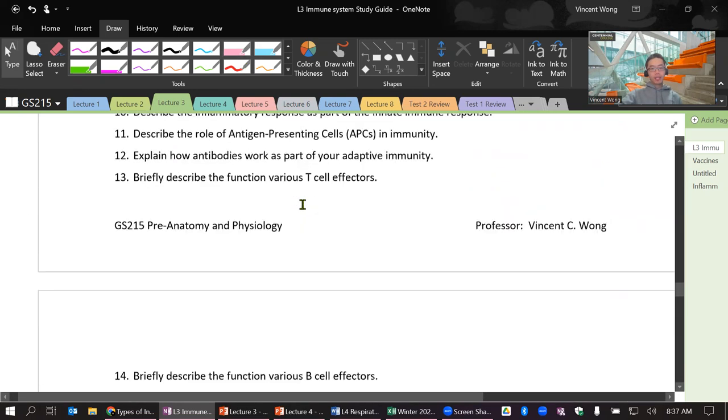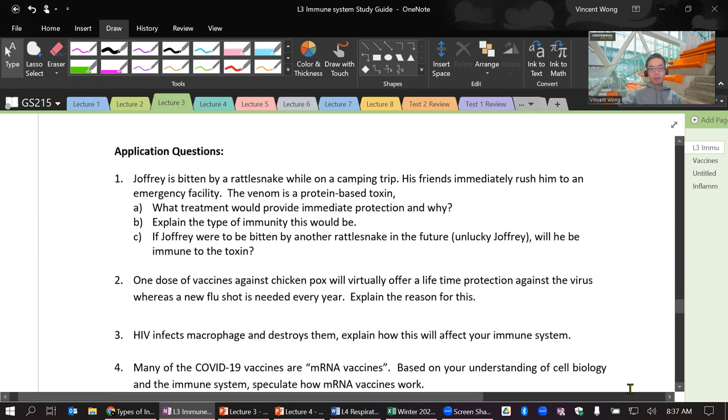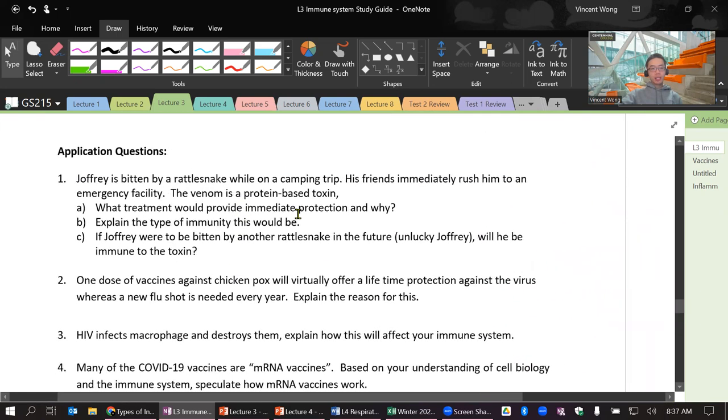All right, we're gonna go ahead and skip to the application questions. Let's take a look at the first one here. Joffrey is bitten by a rattlesnake while on a camping trip. His friends immediately rush him to an emergency facility. The venom is a protein-based toxin. What treatment would provide immediate protection and why? Anybody want to share their thoughts on this? What should we give them?